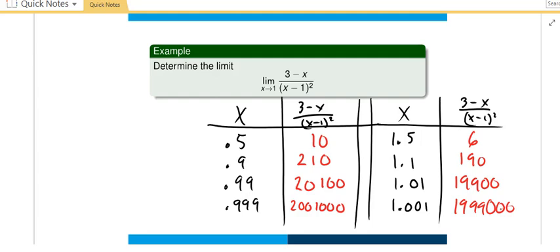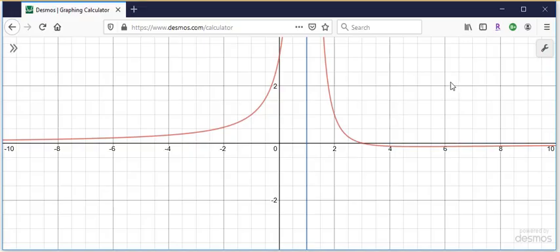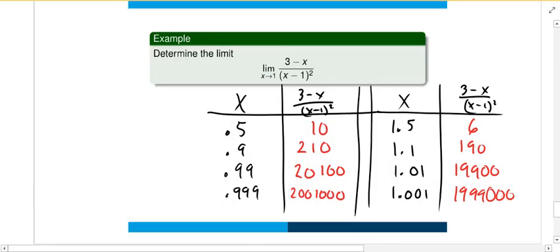Well, what's actually happening is that in this graph, this is a vertical asymptote here. And from college algebra or a previous class, you might be able to recognize that. So if we look at the graph of this using Desmos, we see that we do have this vertical asymptote happening here. So what are we going to say about the limit when this happens? We are going to say that the limit is actually equal to infinity.